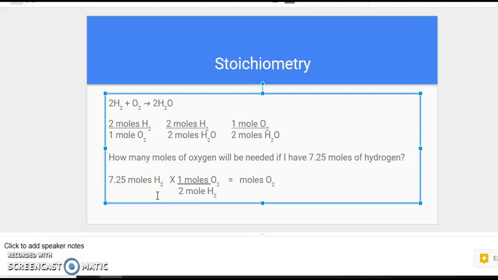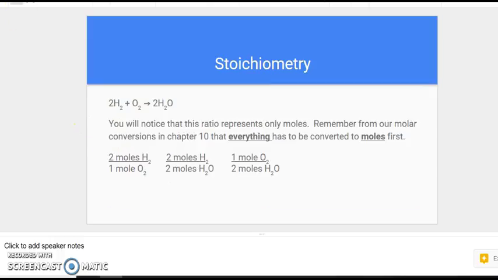you just got to think what I want to end up with is going to go on top. So I want moles of hydrogen to go away. I want to end up with moles of oxygen, so that goes on top. Again, I'm using this ratio that came directly from my balanced equation. My balanced equation says it's 2 moles of hydrogen for every 1 mole of oxygen. And that gives us, if I solve for the problem, 7.25 moles of hydrogen times 1, and then I take that answer divided by 2, 3.63 moles of oxygen gas.